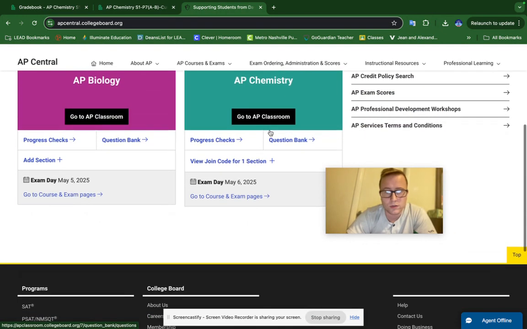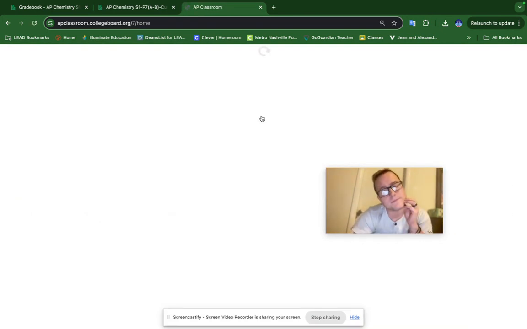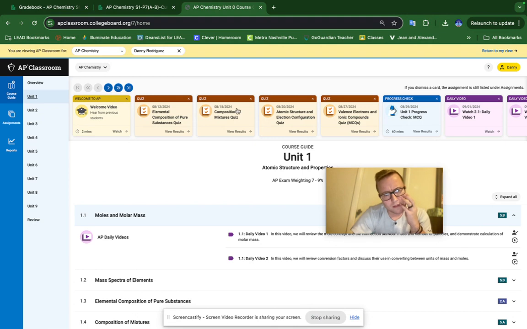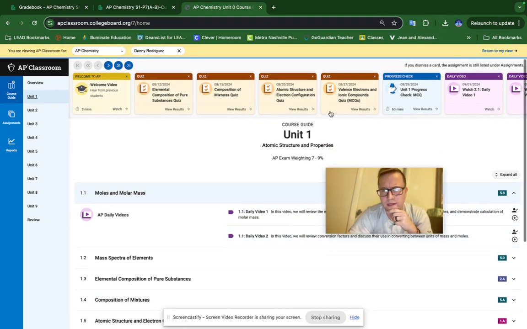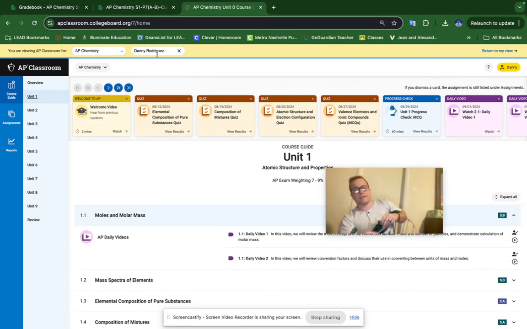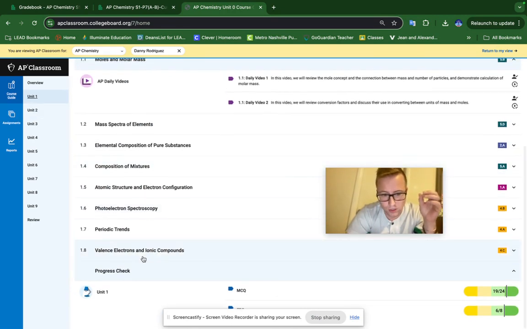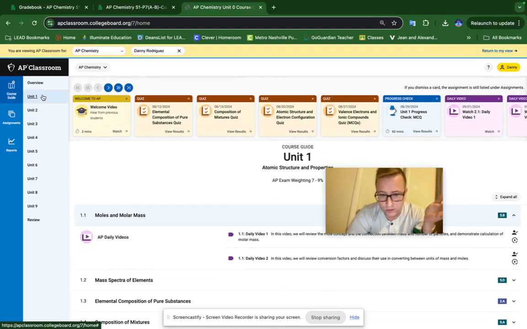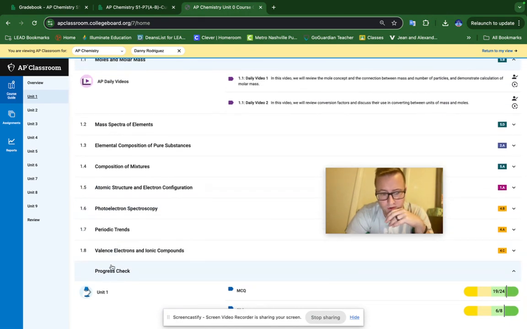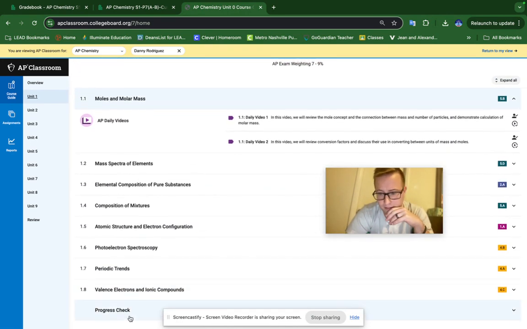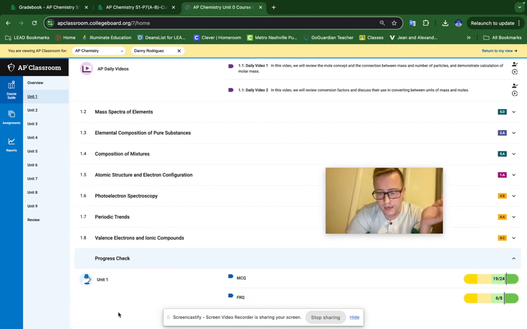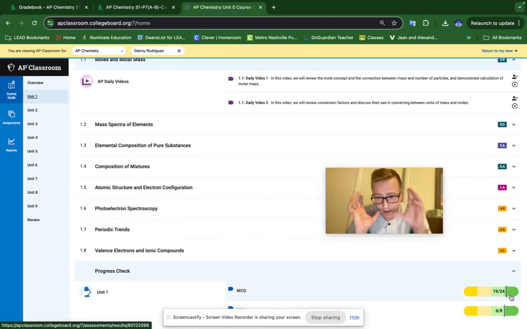You're going to go to your chemistry. Now for this, I think I'm already logged in as Danny. This is what Danny sees. All he needs to do is go down to this first course guide, Unit 1. You should have a progress check. It'll start looking like this. You won't be able to see anything. Just click on it. It'll pop open your score.